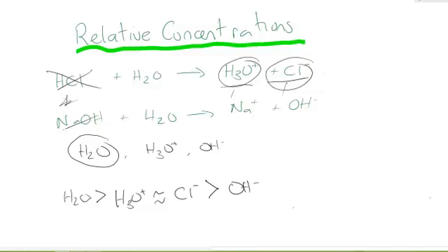Now in the second one, this illustrates how it completely ionizes in solution. So first you'd have water, and then you would have the hydroxide ions, which would be approximately equal to the sodium ions, and then you'd have H3O plus.